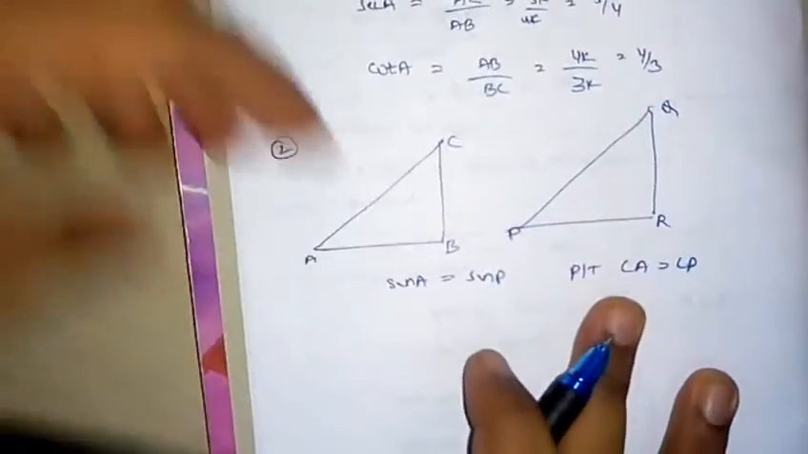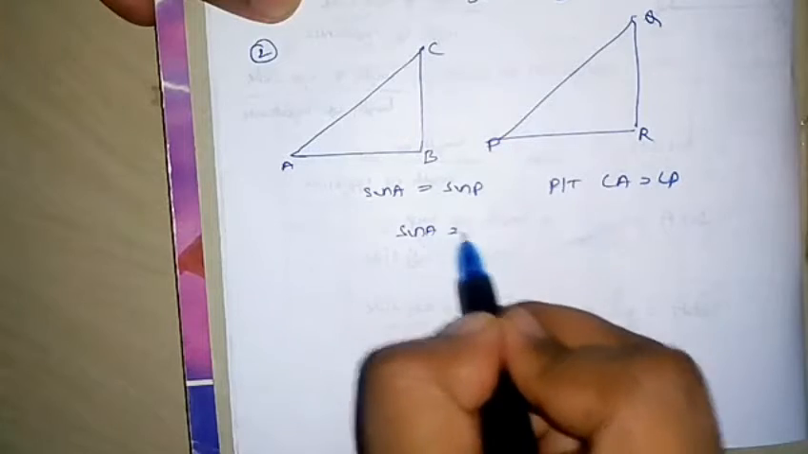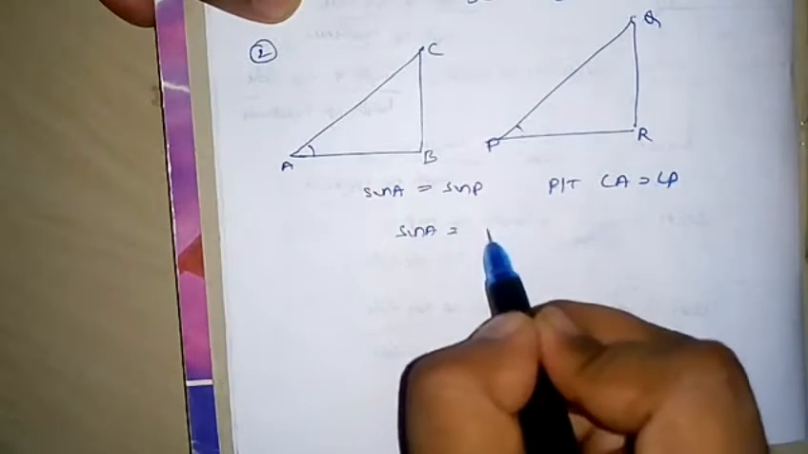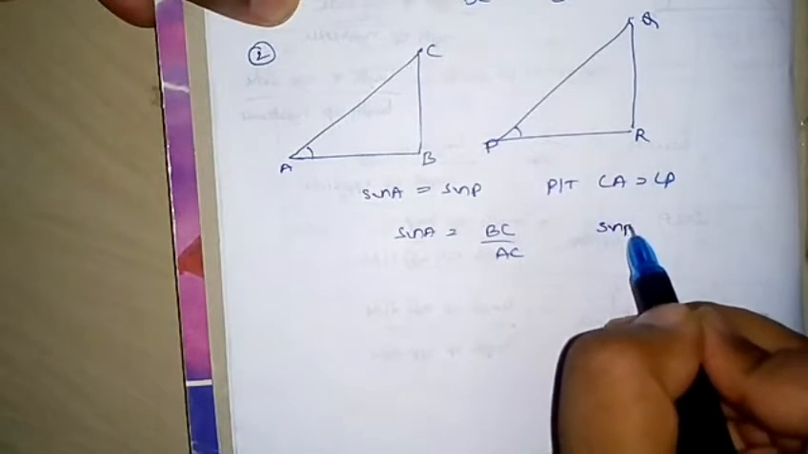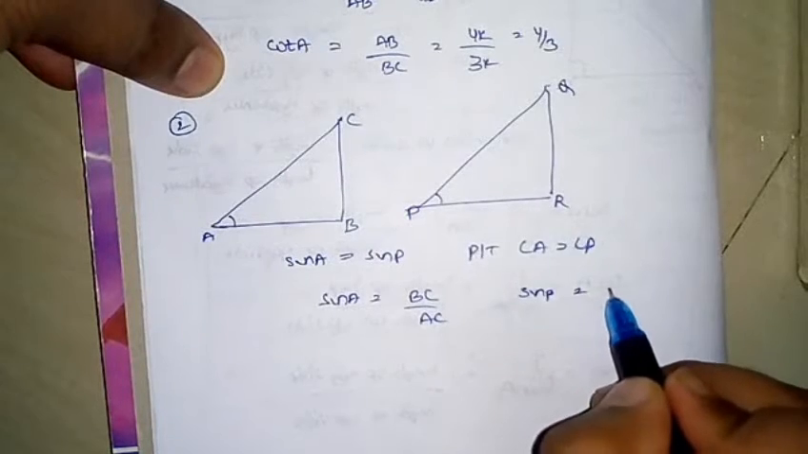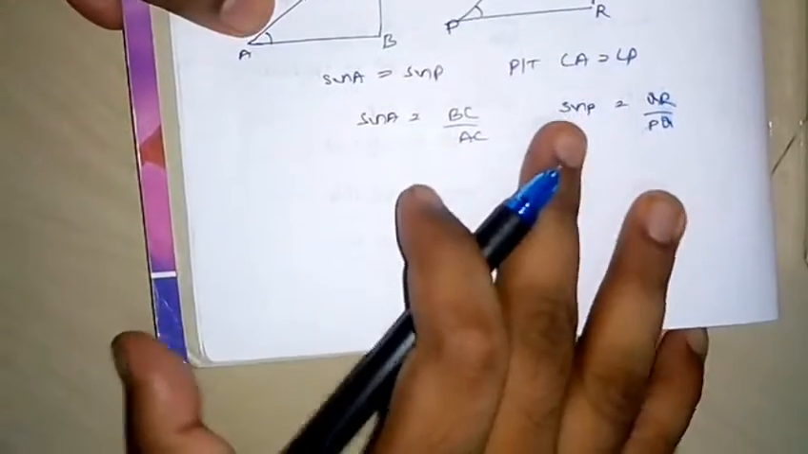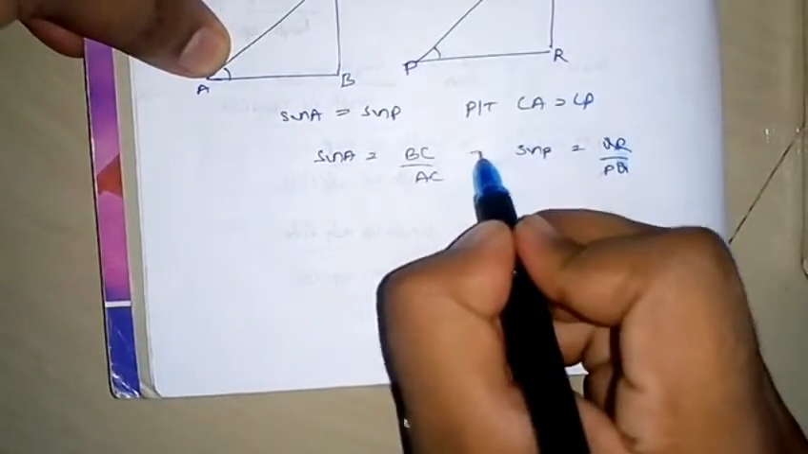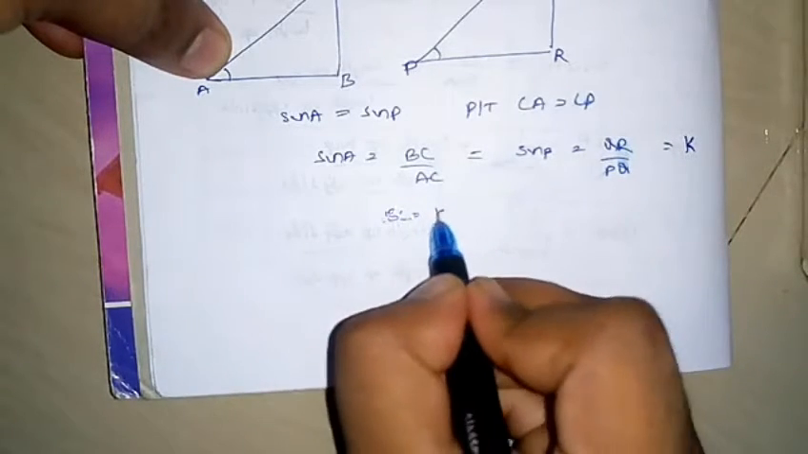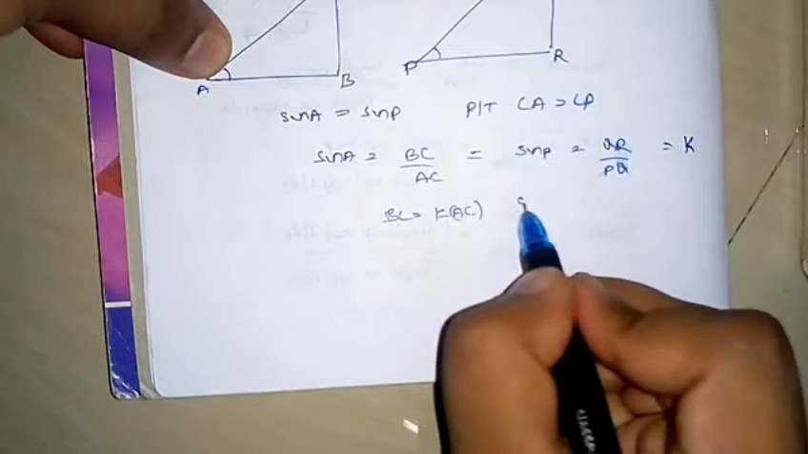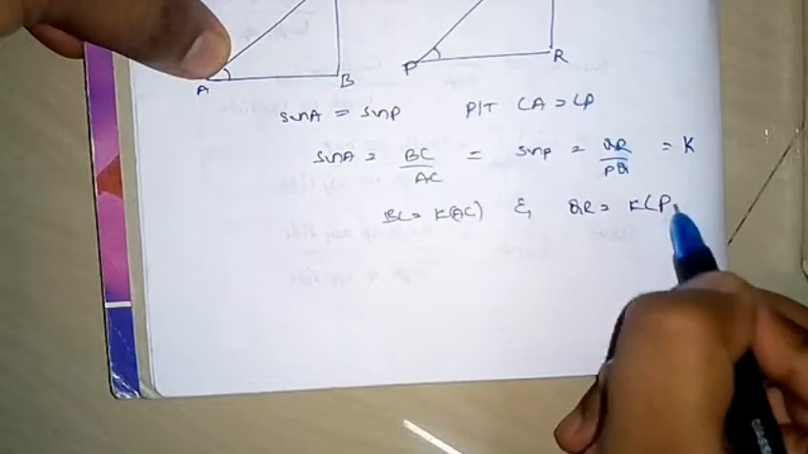So in triangle ABC, sin A will be equal to BC by AC, and in triangle PRQ, sin P will be equal to QR by PQ, and these are equal. So let this be equal to some constant K. So BC is equal to K times AC, and QR is equal to K times PQ.